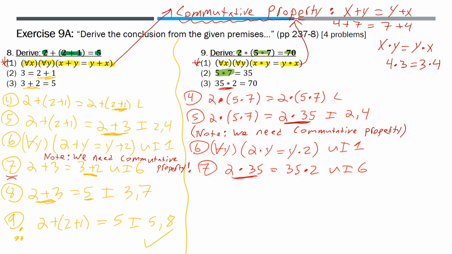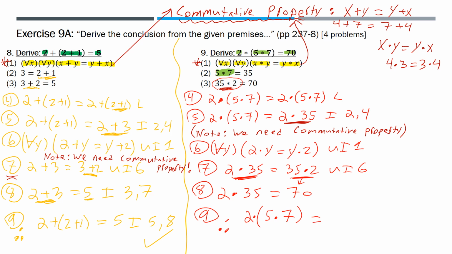Now we have that this and this are identical. For 8, we could then say that 2 times 35 is equal to 70 because of premise 3. And then for 9, we can say therefore 2 times the quantity 5 times 7 is equal to 70 by the identity property.